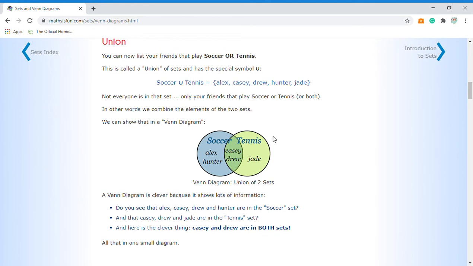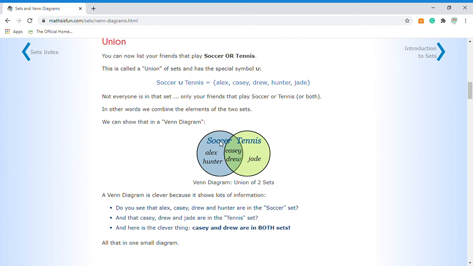Good. Now, this right here is a Venn diagram. A Venn diagram will normally be one or two circles that overlap. Okay, they are put over each other. Now, exactly what this means, I'm quickly going to explain to you. Alex and Hunter, as you can see, is only in this part of the circle. Do you see that? That means that Alex and Hunter only like soccer, because there's the heading, the title of my circle on my Venn diagram.